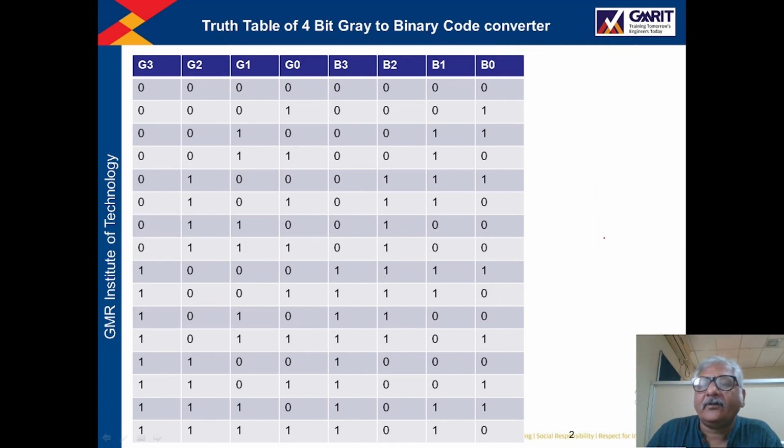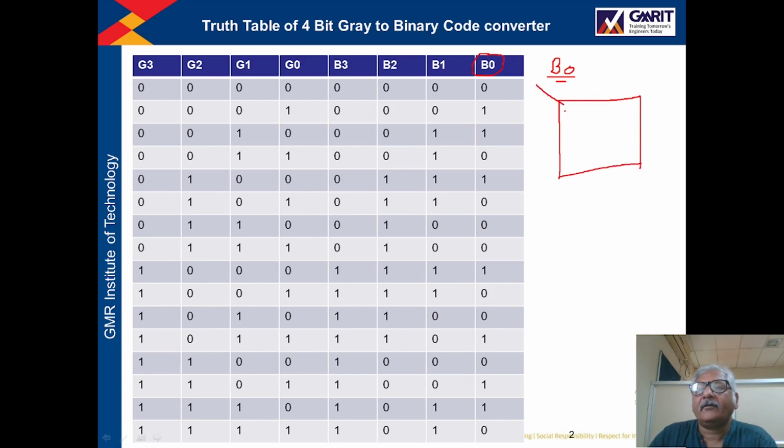So in this way we will first complete this truth table. And after that, for each output bit, for example for B0, we will draw the K-map. This is a 16 cell K-map. And from this K-map we will find the expression for B0, and in this way we will find the expressions for B1, B2 and B3.